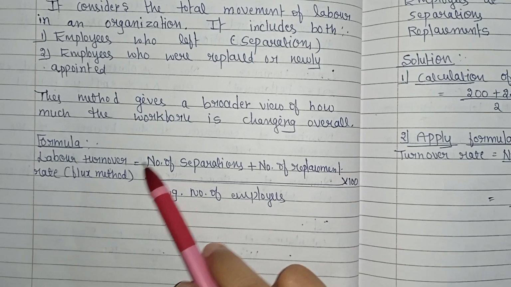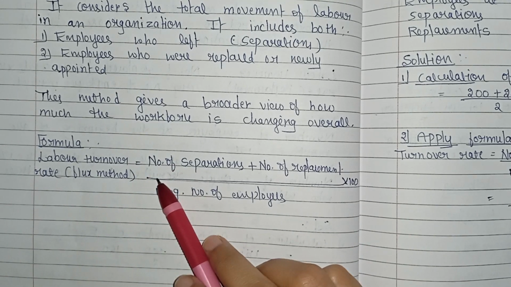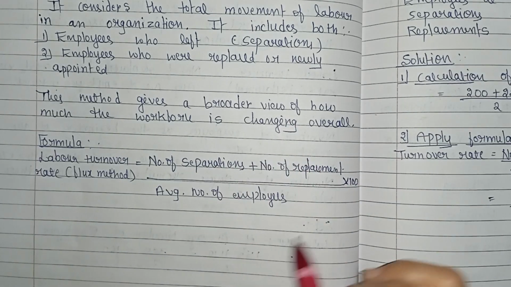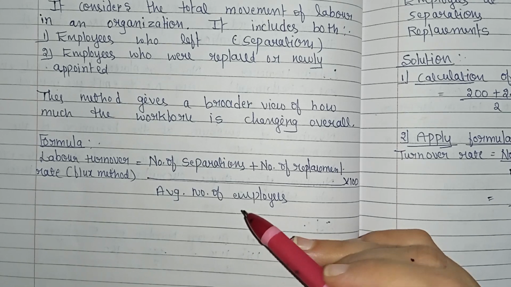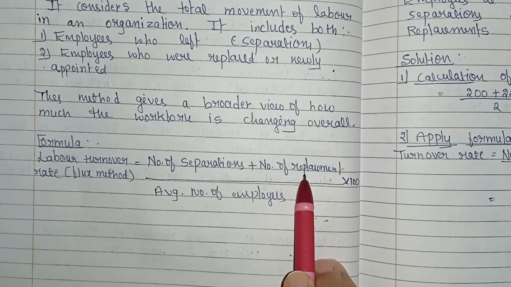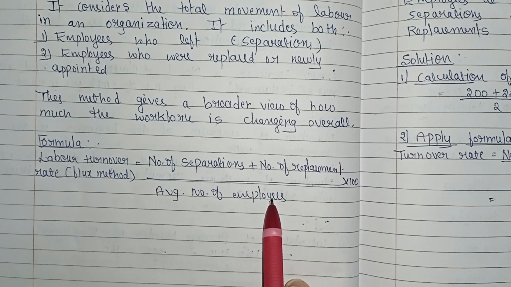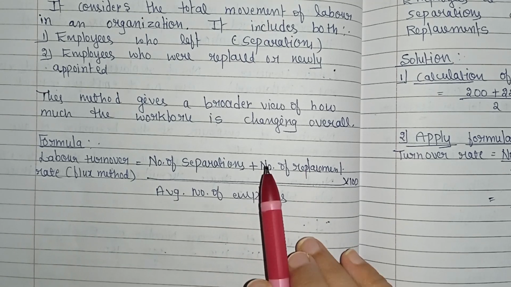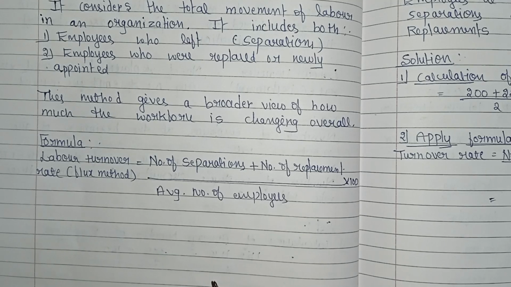Clear? So let's see the formula. Labor turnover rate under Flux method equals number of separations. See, because it is a Flux method, that is a combination of separation method and replacement method, right? So the formula is number of separations plus number of replacements divided by average number of employees. How will we find out the average number of employees? Workers at the beginning plus workers at the end divided by 2, into 100.